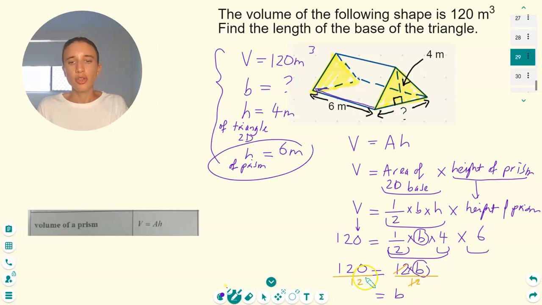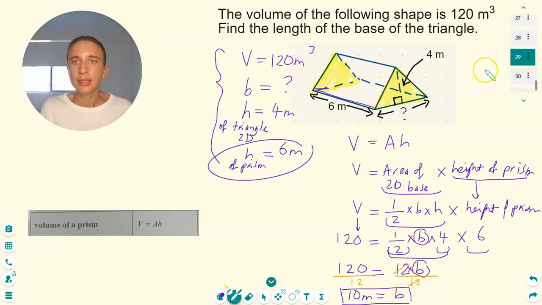Now 120 divided by 12, I can't do that in my head, and I should have been able to. It's 10. And then at the end, always check your units. And maybe they give a number of decimal places in the question. So what should the units of this base length be? Length is a distance, so it should be a distance as well. We plugged in meters, we get out meters.